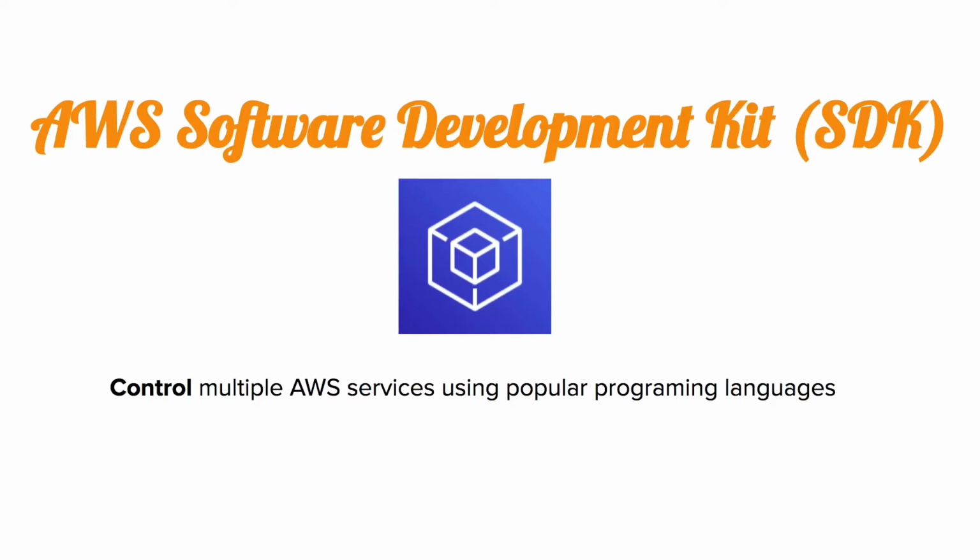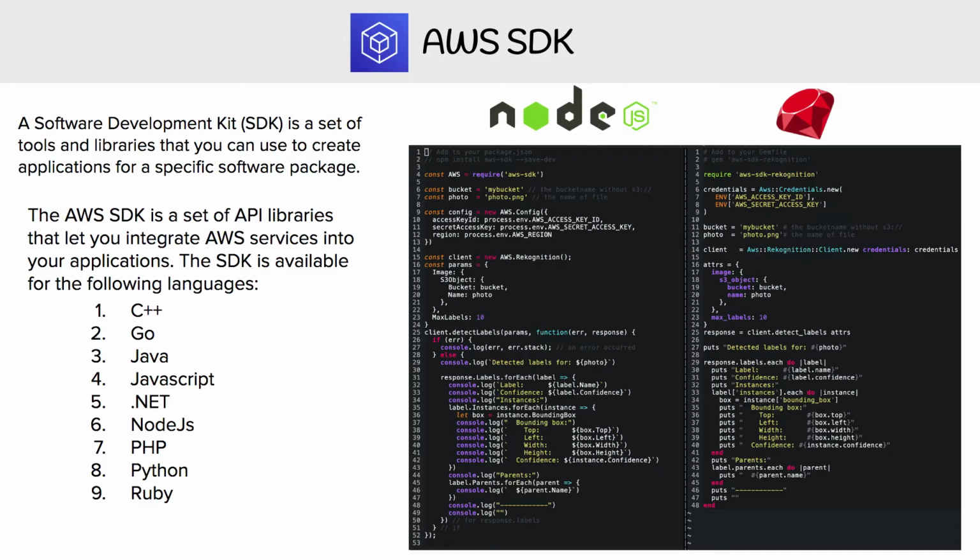So now we're going to take a look at the AWS Software Development Kit, known as the SDK, and this allows you to control multiple AWS services using popular programming languages. So to understand what an SDK is, let's go define that.